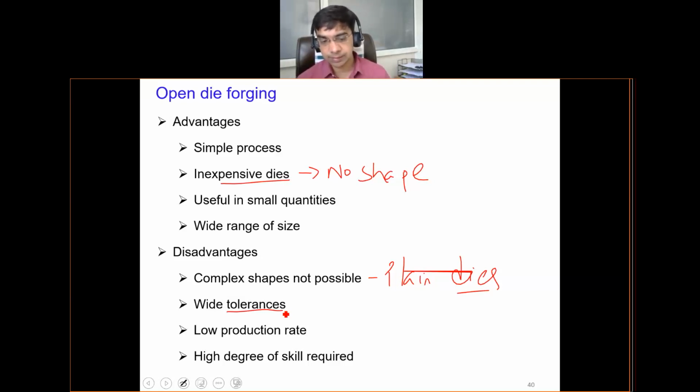So this process has a low production rate, meaning you cannot quickly make a large number of parts, and generally a high degree of skill is required, because to change the shape here, the skill of the person operating the machine is more important. As such, the change in shape has to be done only with skill. You don't have dies which are shaped to handle the change in shape.